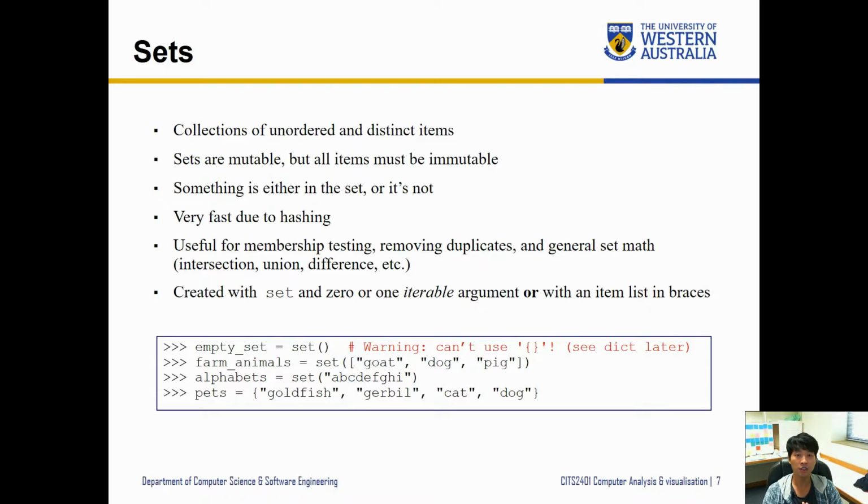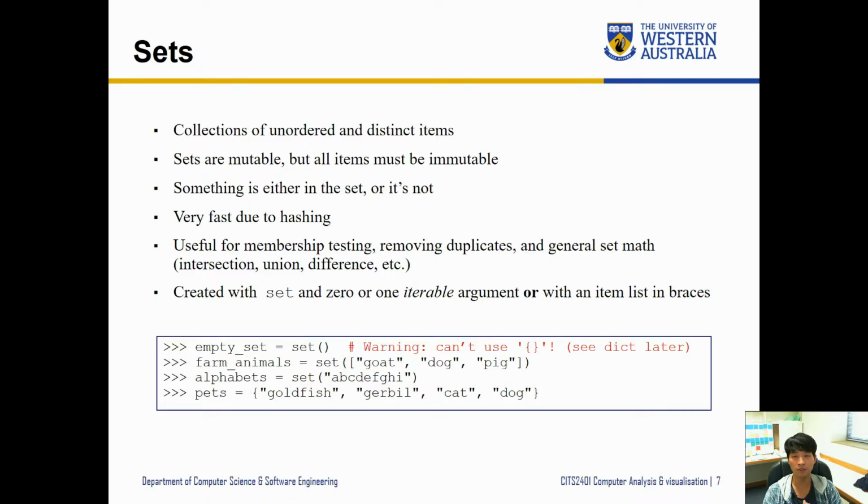So sets are essentially a collection of unordered and distinct items. What that means is when you create a set with a bunch of duplicated items, all those duplicates are removed when you convert it into a set. Sets are mutable, so they have similar properties to lists, where the content of the set can be updated as you go along, but all items must be immutable. Each item you store inside a set cannot be changed during an operation. Something is either in the set or it's not.